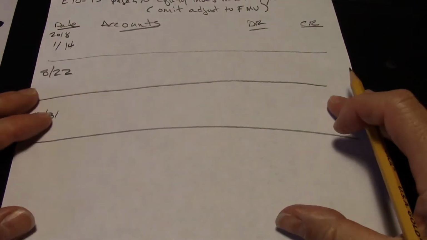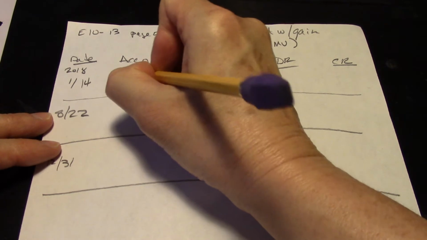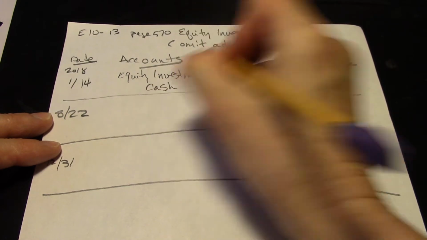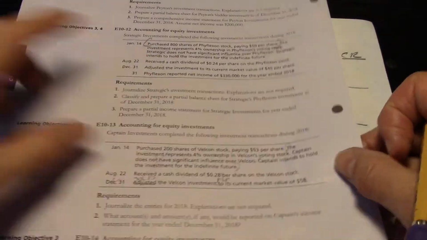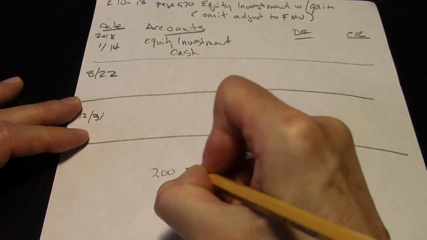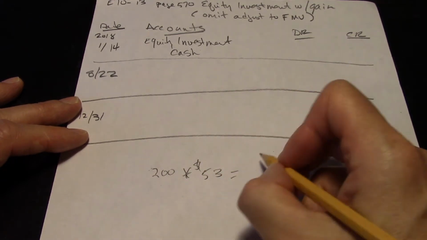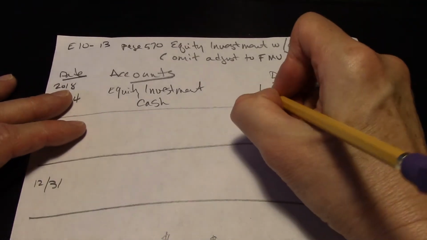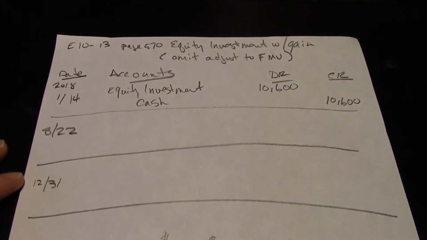Alright, so let's get that purchase on the books. We know that we're going to get the asset called equity investment, and of course we have to pay cash for it, but how much? Well, that's where we have to figure it out. We got 200 shares at 53 per share, so 200 times 53 equals 10,600. That's what we paid for those shares. There's our investment, that's our asset value on the books. Alright, great.